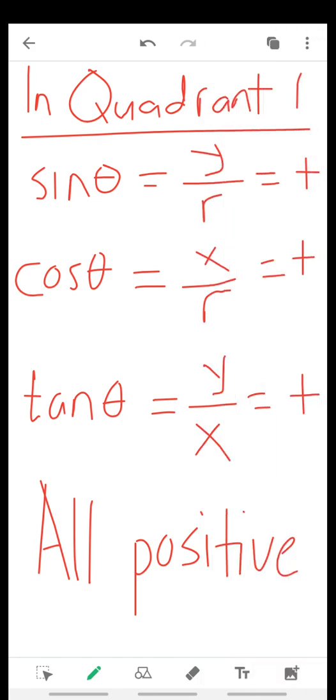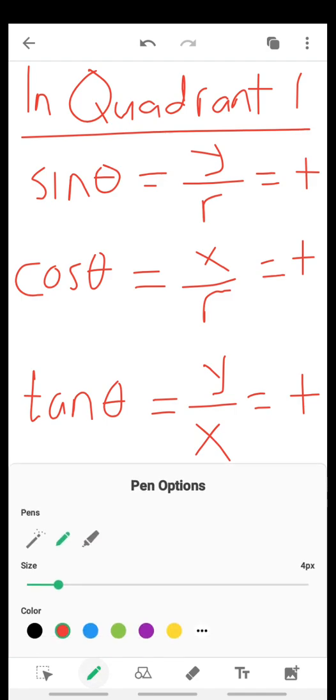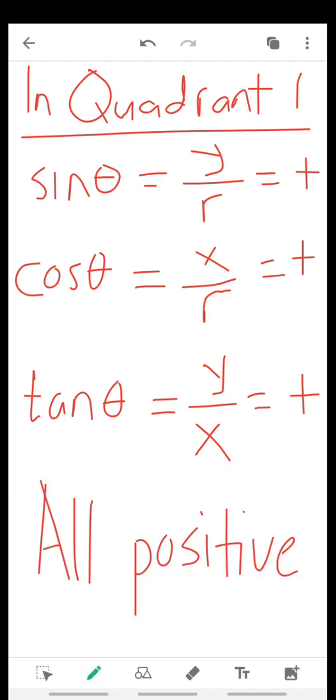Now let's look at the quadrants. What is happening in quadrant number 1? When I look at the trig ratios sine, cos, tan, we have the x-axis and the y-axis, right? In the first quadrant, the x and the y-axis both are positive. That makes any ratios of sine, cos, and tan positive. So all the trig ratios in the first quadrant will be positive.